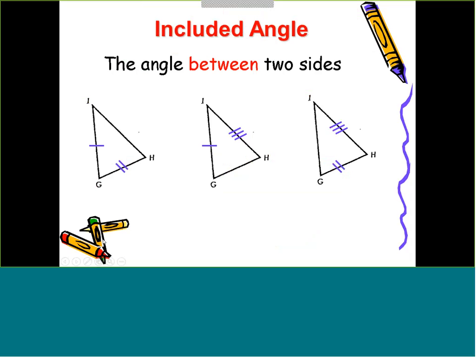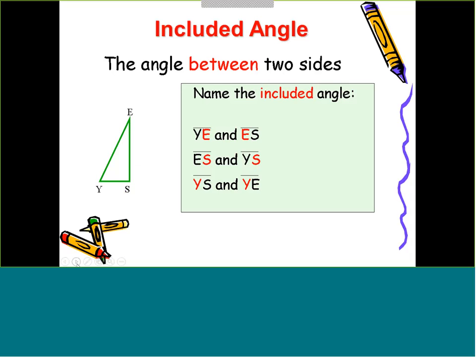Which one is the included angle? These two are the sides. That means the included angle would have to be angle G. On our next triangle, if these were my two sides, then the included angle would have to be this top angle, angle I. And then on the last one, it would be angle H.